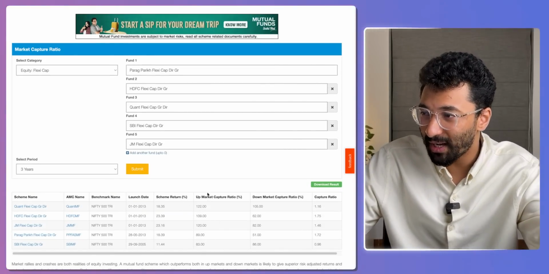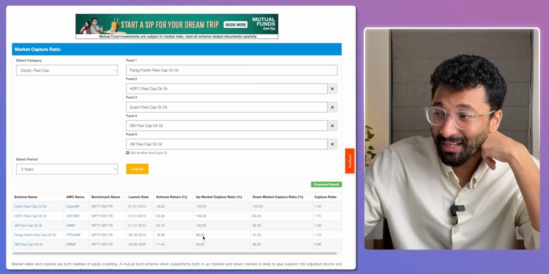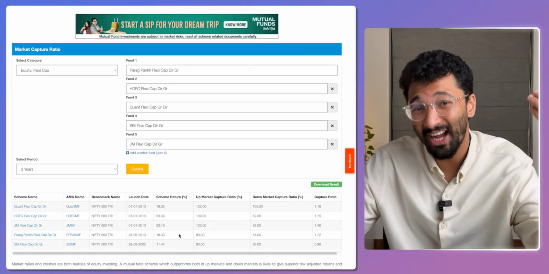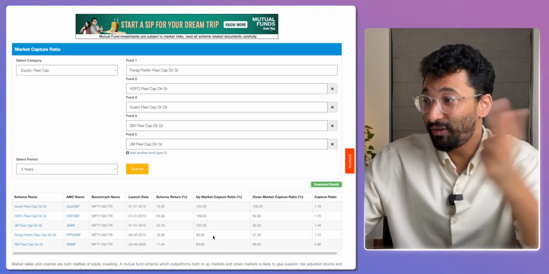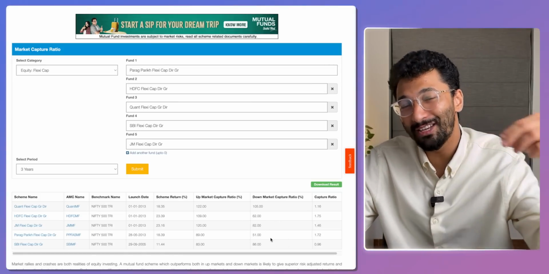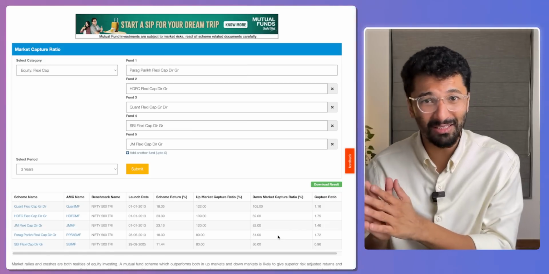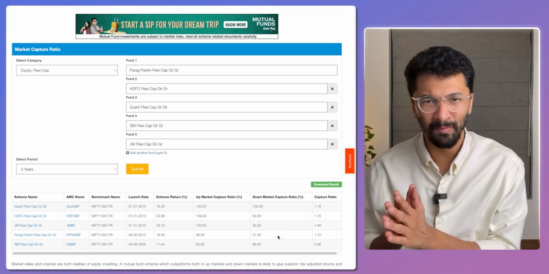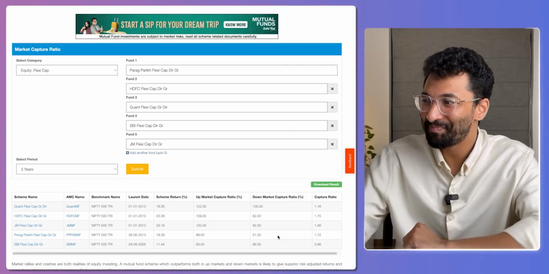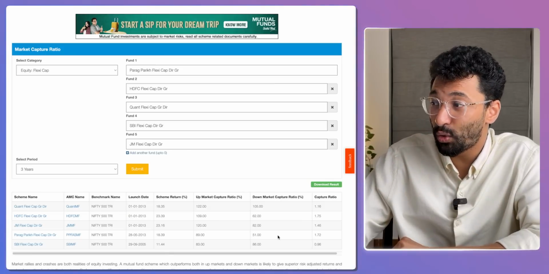So here's the thing, right? Up market capture ratio, if you think about it, is very low for the Parag Flexi Cap, 89 only, whereas Quant Flexi Cap, HDFC and JM have a very high up market capture ratio. If we compare it to the down market capture ratio as well, you will see that the Parag Flexi Cap has the lowest down market capture ratio, which is fantastic, of 51%. What this essentially means is that if the market went down by 20%, this fund has only potentially gone down by 10%. Crazy, right? Now, one very important aspect that captures both these numbers is the total capture ratio.